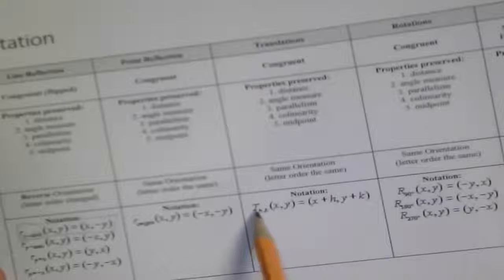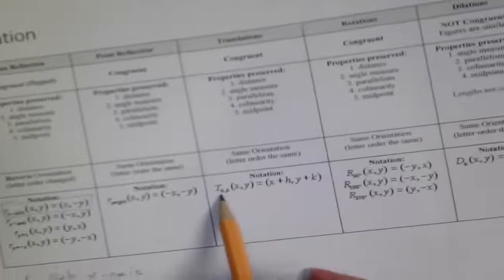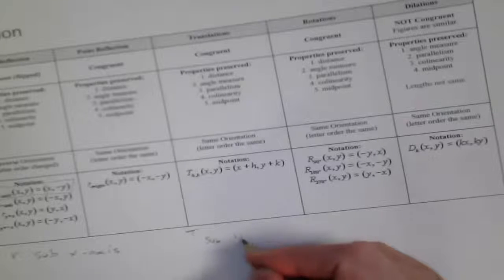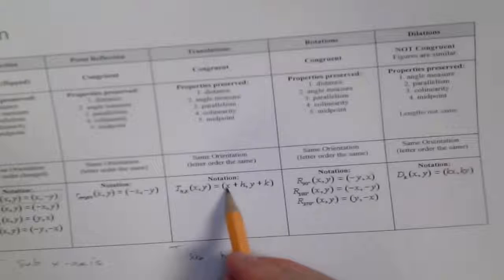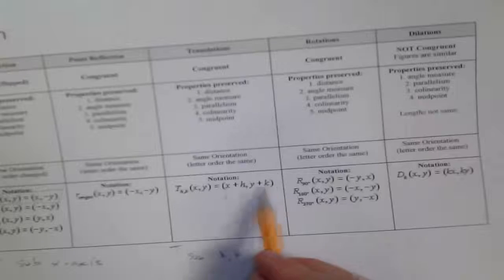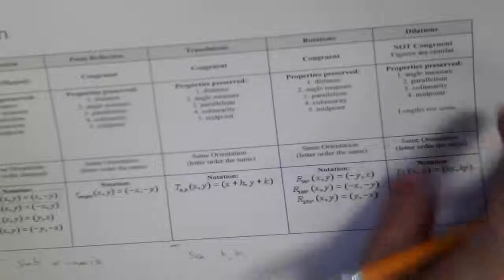Translations. So a translation, this is T sub h comma k. Okay, so translation of h and k, and then what it results in is the x value increases by h, the y value increases by k. So it's just x plus h, y plus k. So what does that mean?